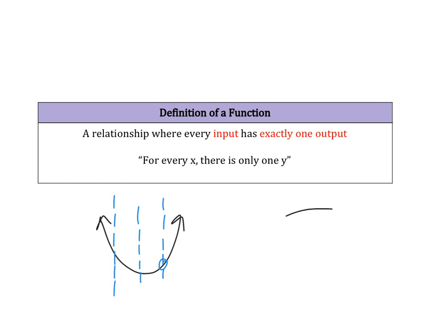So something that's not a function would look like this, which fails your vertical line test. And the reason why is for a given x value, there are two y values. So again, for every x, there's only one y.